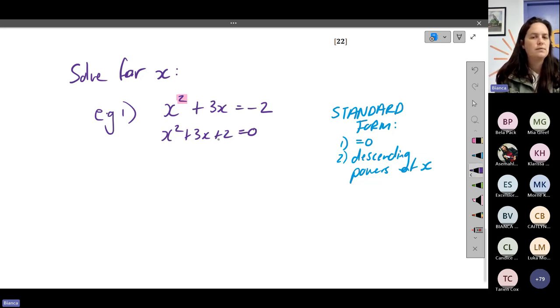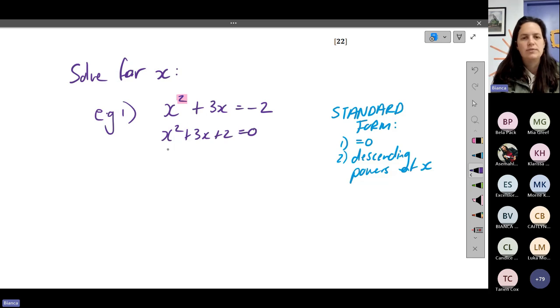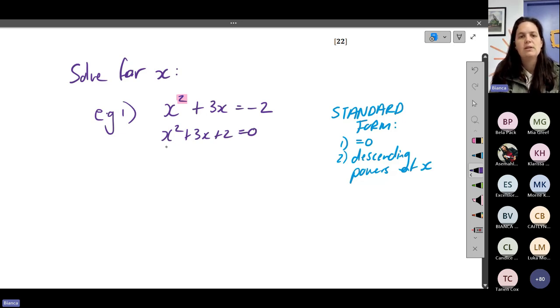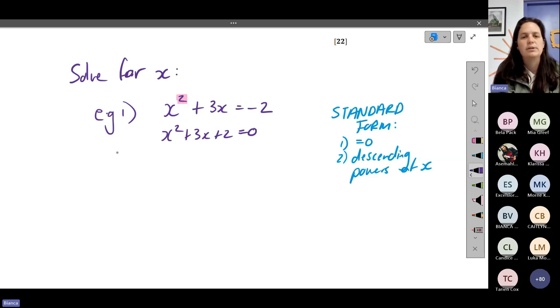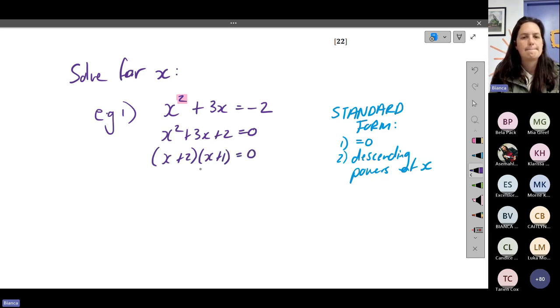Once it's in standard form, what's the next thing that you need to do? Factorize. If you're not great at factorizing, what can you do? Quadratic formula. I'm going to factorize because the quadratic formula is too long to write out. Like I said, if you are not great at trinomials, not great at factorizing, that's no problem. You can use your quadratic formula. Let's factorize first. So we would say X plus 2 and X plus 1 equals 0. And now what? X equals negative 2 and X equals negative 1.